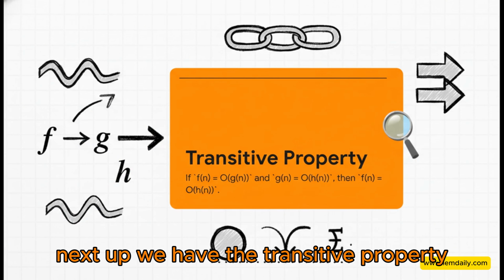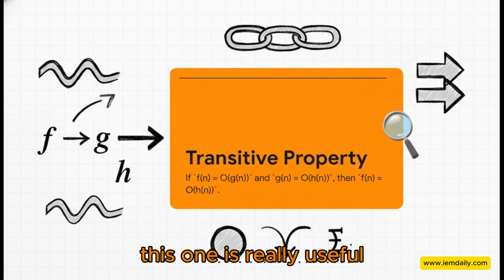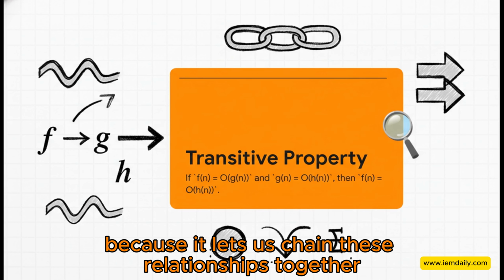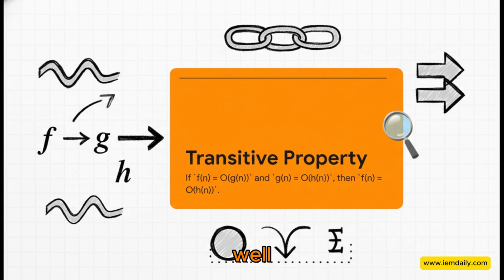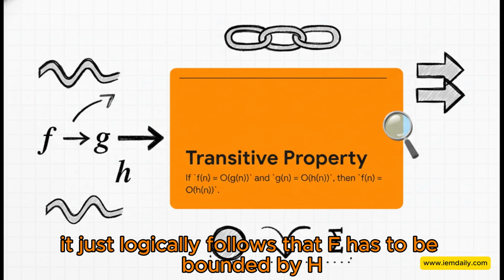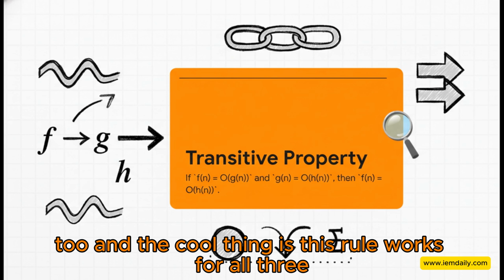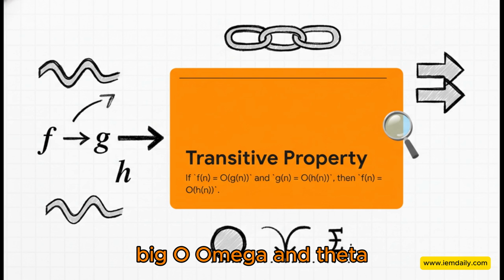Next up, we have the transitive property. This one is really useful because it lets us chain these relationships together. So if function f is bounded by g, and then g is bounded by h, well, it just logically follows that f has to be bounded by h too. And the cool thing is, this rule works for all three, big O, omega, and theta.